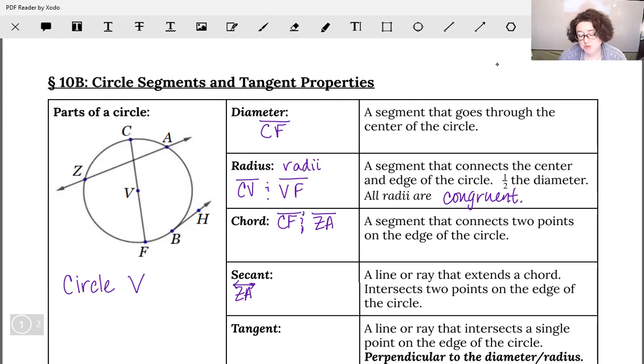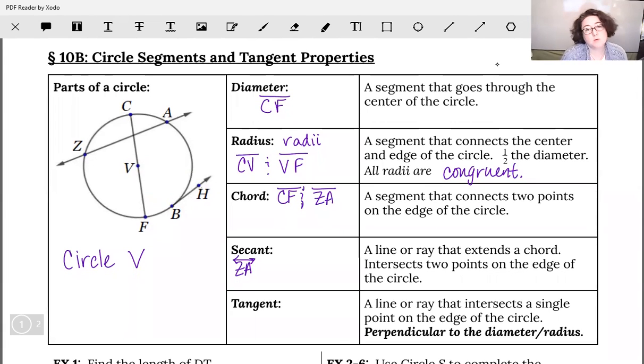And so our last term is tangent. So a tangent is going to be a line or a ray, but it's only going to intersect the circle at one place. And so we actually only have one tangent in this diagram. See if you can find it. Okay, the only place that only hits once is at point B. So BH, which is drawn as a ray, so it only has the one arrow on it.